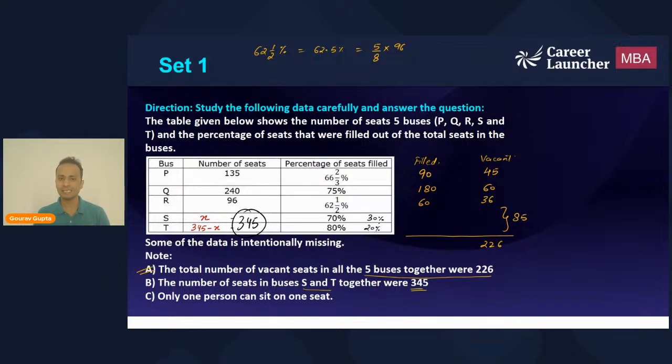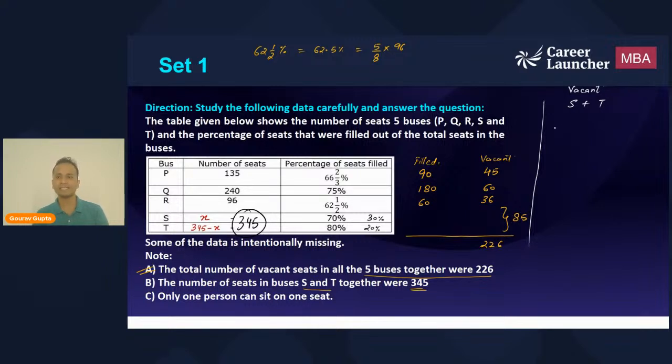So bus S has 30% of seats vacant out of the total seats, and bus T has 20% vacant seats. Okay. Now, if I make an equation of the total number of vacant seats in buses S and T, look at the top right corner of your screen: vacant seats for bus S and T.